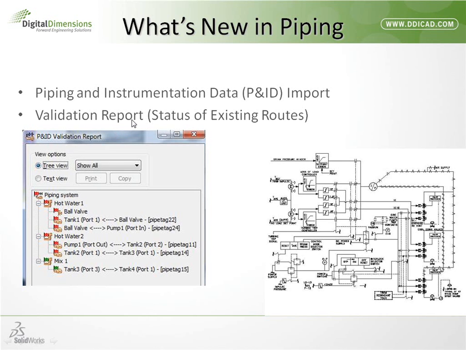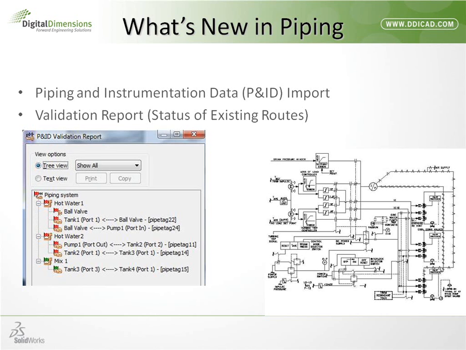So the importing of piping and instrumentation data has been improved. You can now put in pipes that have inline fittings. As you are routing different systems, you can actually have a report, you can have a tree view or text view showing what has been connected, what still needs to be put together, and you can see it in green or red. Green means it's been complete, red it still needs to be finished up. So that validation report is something new for 2011, and the inline fittings is something new.